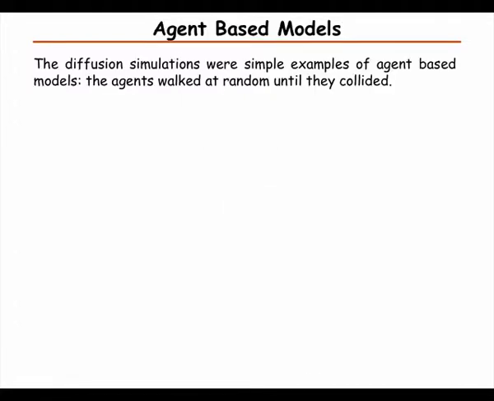Now these diffusion simulations are part of a class of models that are called agent-based models. So we have individual agents that move according to certain rules. In this case, it was very simple rules. They first walk at random until they collide, and when they collide, then we take them out of the game. But one can build, of course, more complex models.